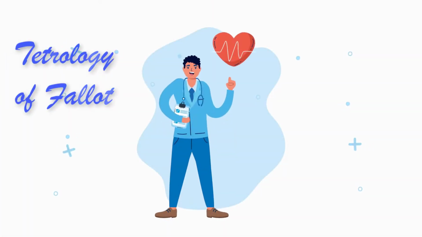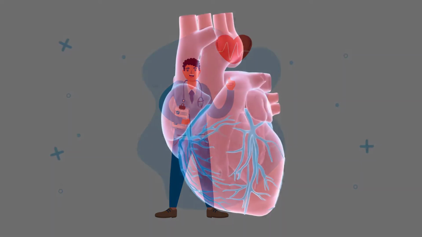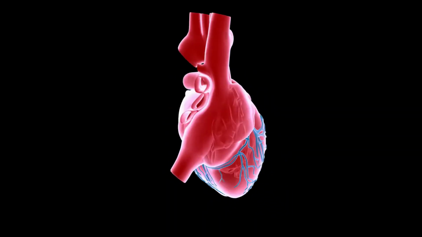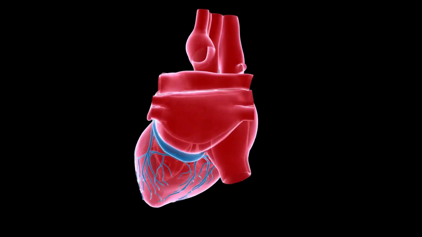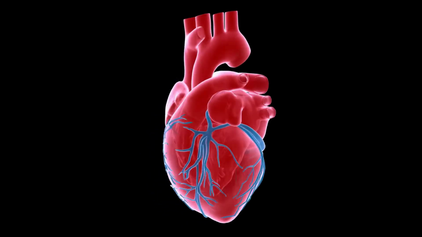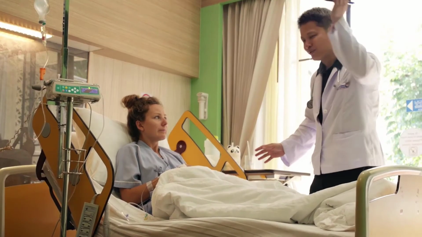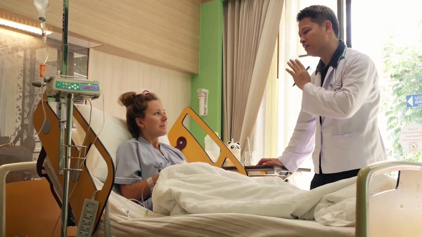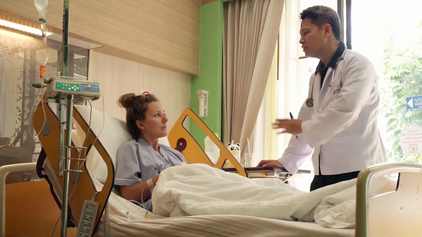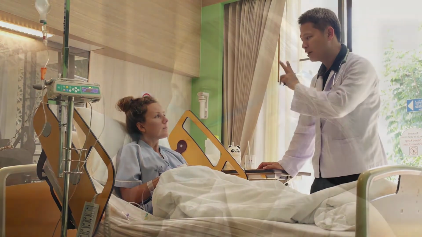Tetralogy of Fallot is a congenital defect involving 4 structural anomalies: an obstruction to pulmonary flow, ventricular septal defect, dextroposition of the aorta, and right ventricular hypertrophy. Women with this condition during pregnancy will often be hospitalized or put on bed rest after the 20th week of pregnancy. Oxygen therapy may also be necessary during labor and birth.